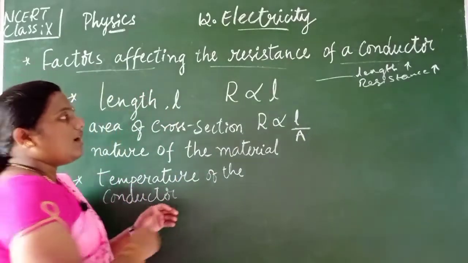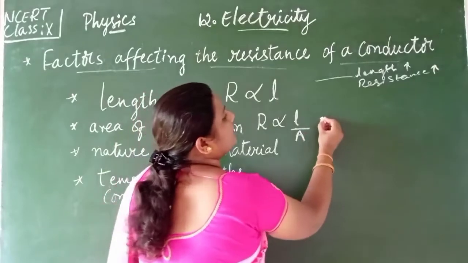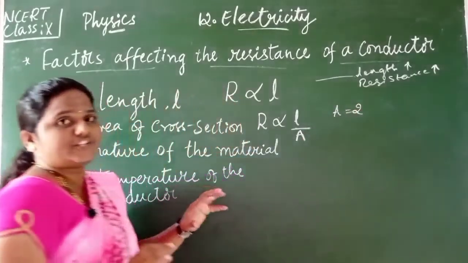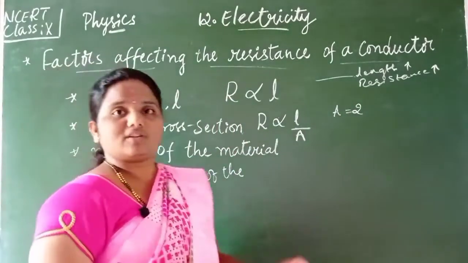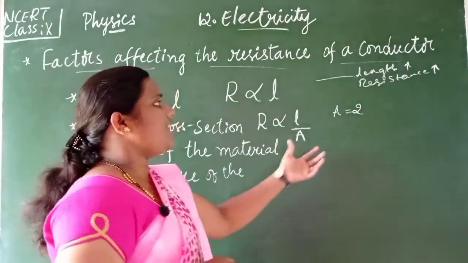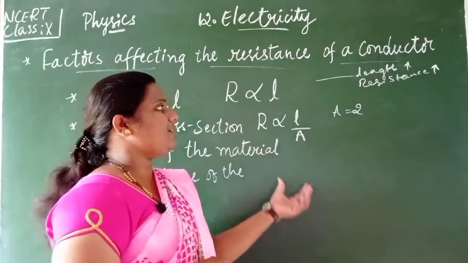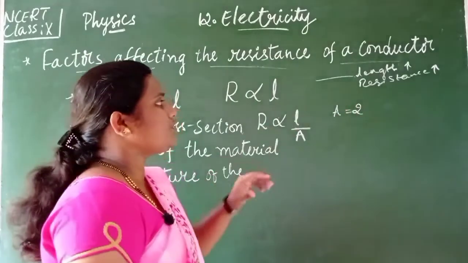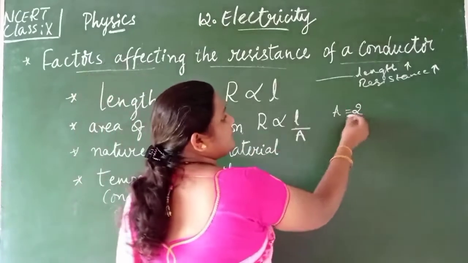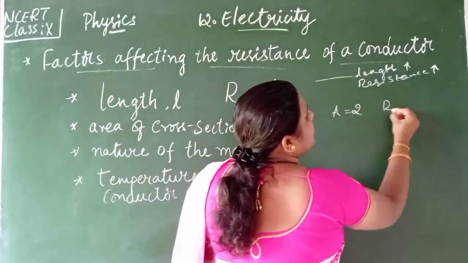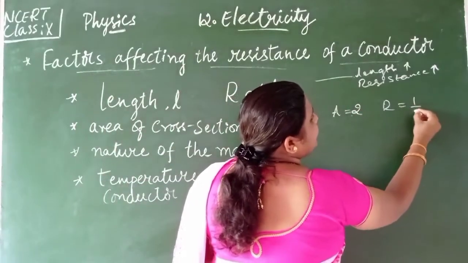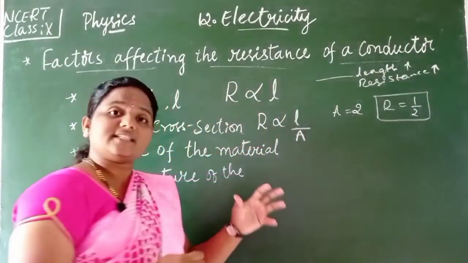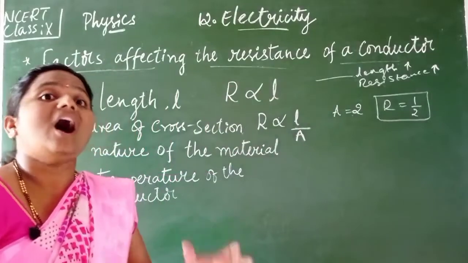So, suppose the area of cross section gets doubled. In general, while solving problems, if they ask to find the resistance of the given material, if the area of the cross section gets doubled, you have to substitute here. That is, R is equal to 1 by 2. What happened to its resistance? Resistance has reduced to half.